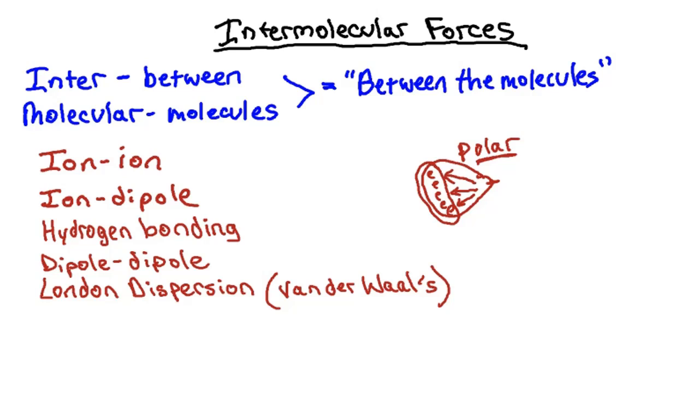So that's polar, and each one of these pulls of the electrons to the ends is called a dipole moment. So that's what a dipole is.